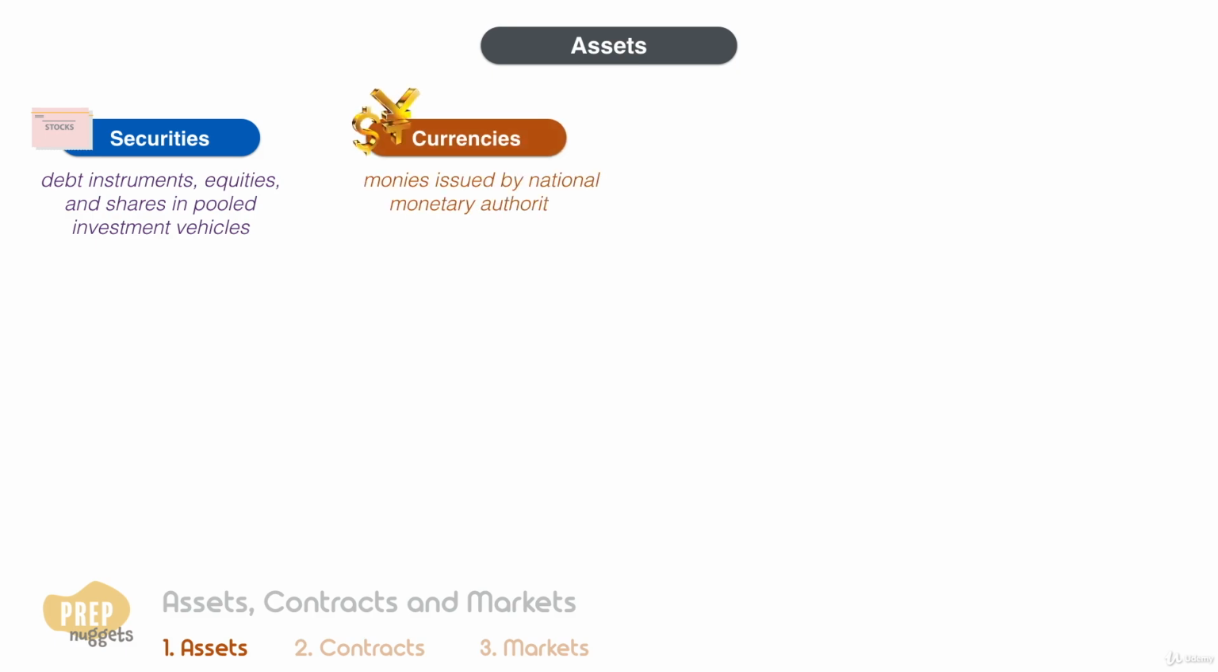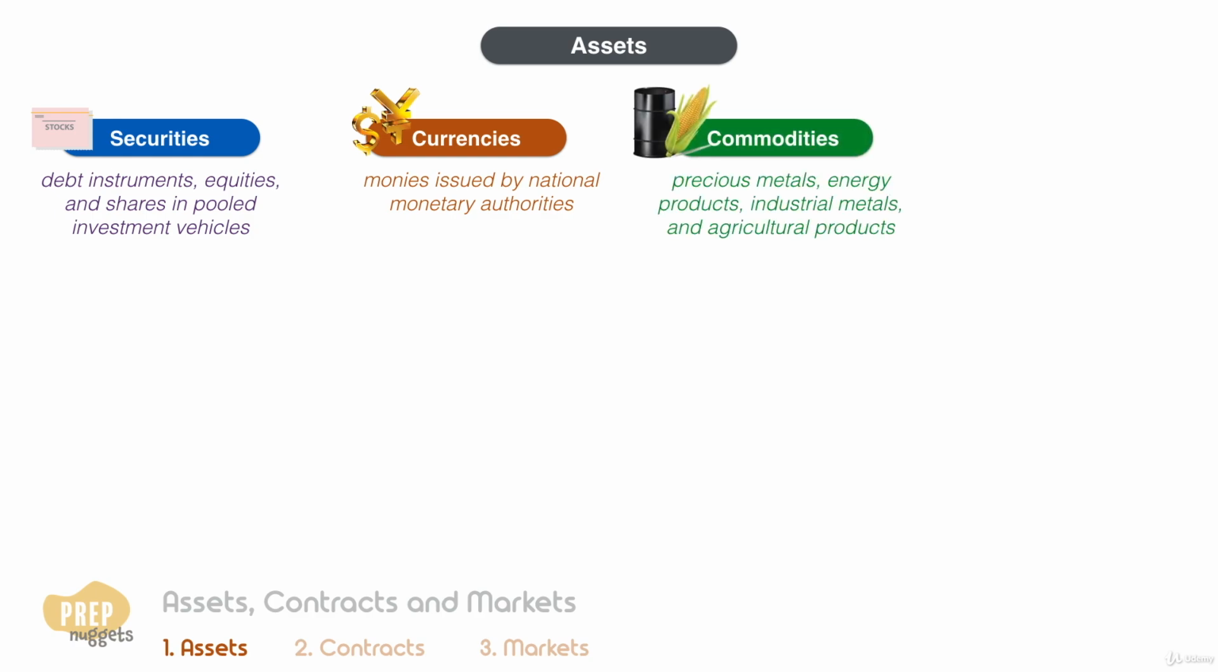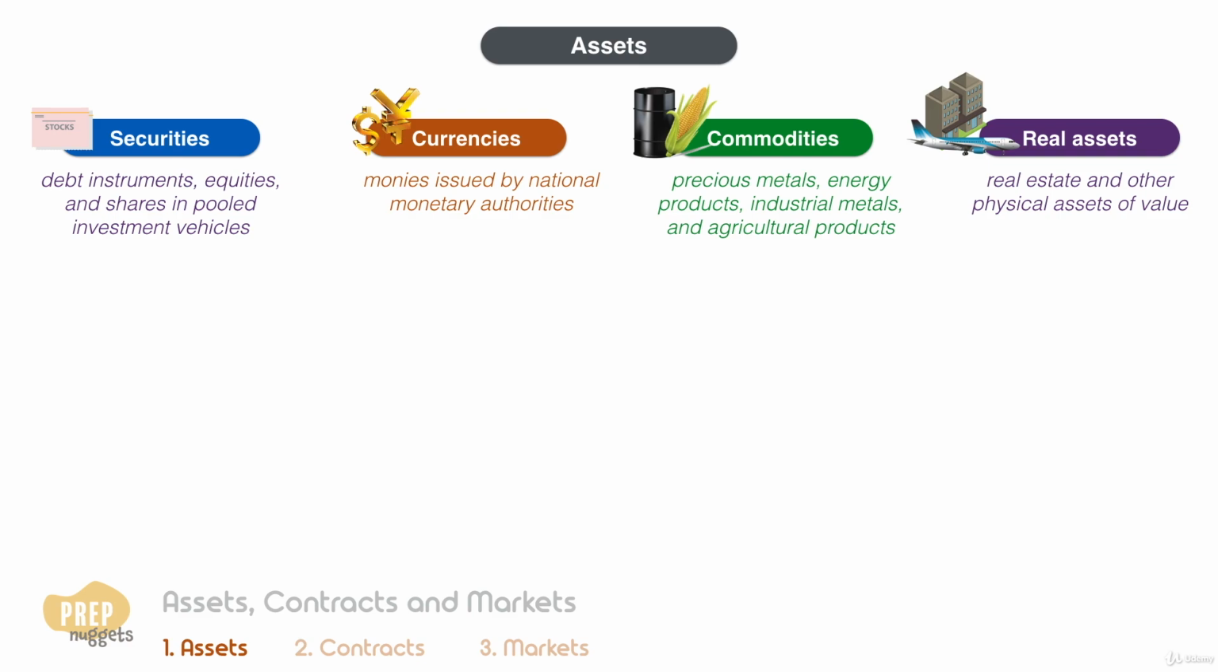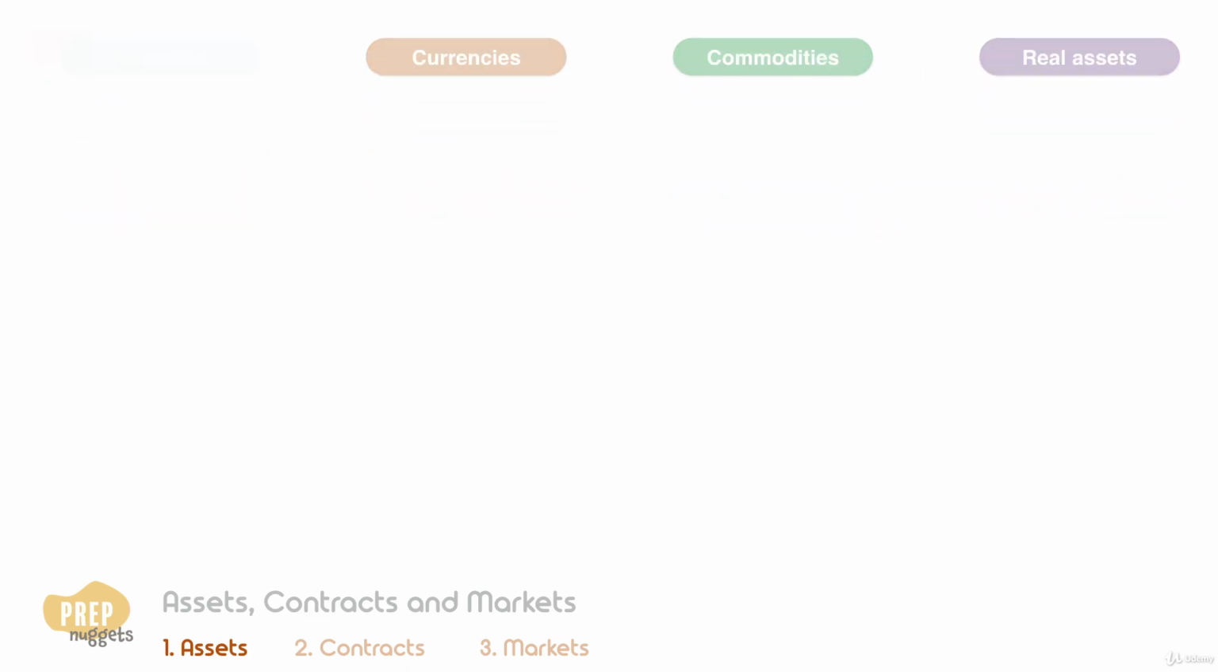Currencies, which are monies issued by national monetary authorities. Commodities like precious metals, energy products, industrial metals, and agricultural products. Real assets, which include real estate and other physical assets of value like airplanes or machinery. Let's have a quick introduction to each of them.